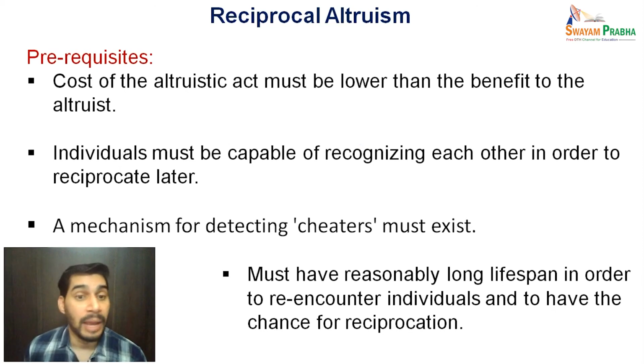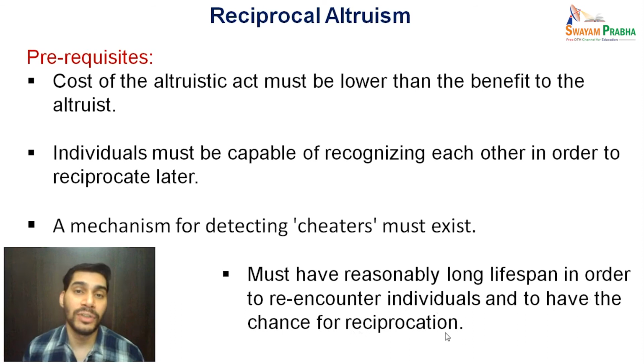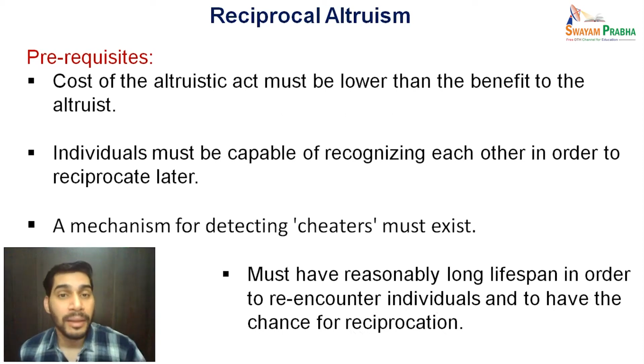A mechanism for detecting the cheaters must exist. I should be able to know who has cheated in the group, so that we can avoid showing altruistic behavior to them. They must have a reasonably long lifespan in order to re-encounter individuals and to have the chance for reciprocation. So there should be a long lifespan, so that multiple such encounters can occur, so that other people can reciprocate to you.